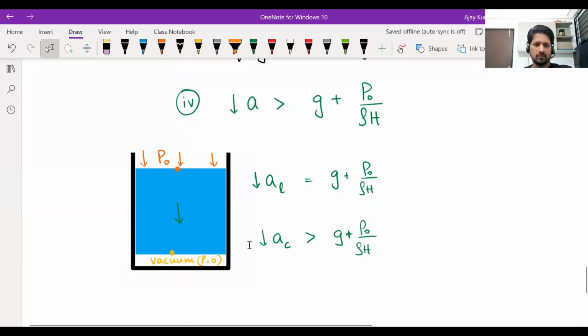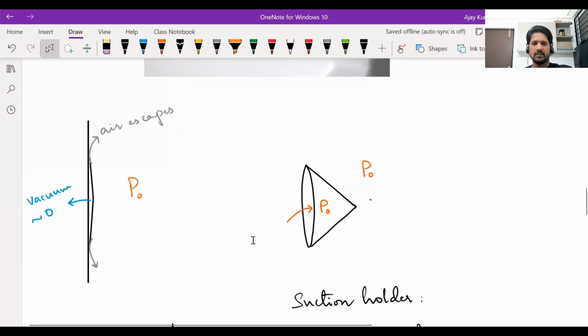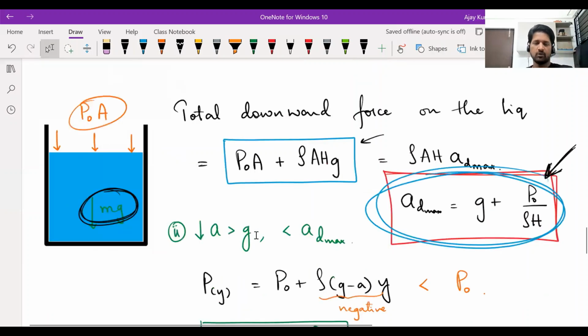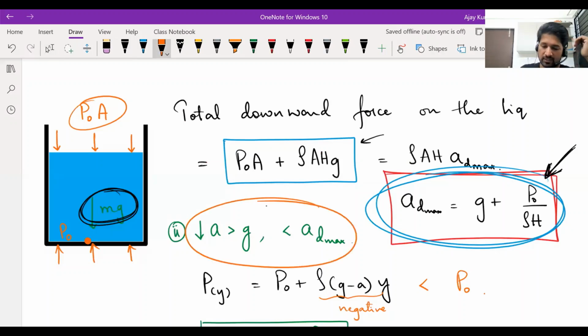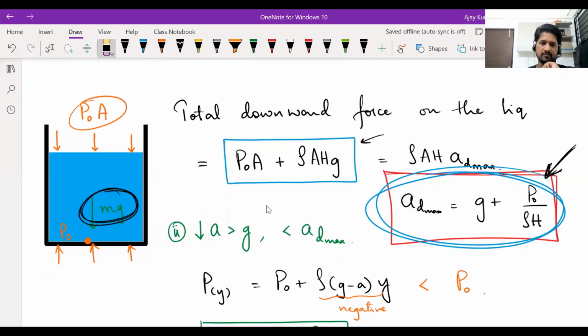Fine. So what I want you to understand from all these cases is that first, if the container goes down with an acceleration equal to g, then the pressure on the upper surface will be P naught, and on the lower surface of the liquid also, the pressure will be P naught. So P naught A from above and P naught A from below will cancel. The liquid also goes down with an acceleration equal to g. If the container goes down with an acceleration more than g, then the pressure on the lower surface will start decreasing. But the liquid can still keep up with the container because there is force due to atmospheric pressure from above.